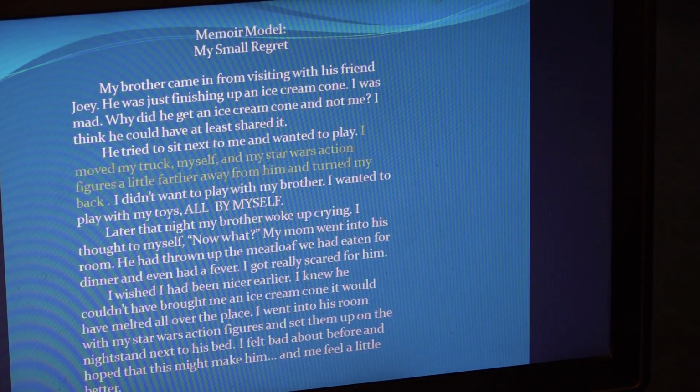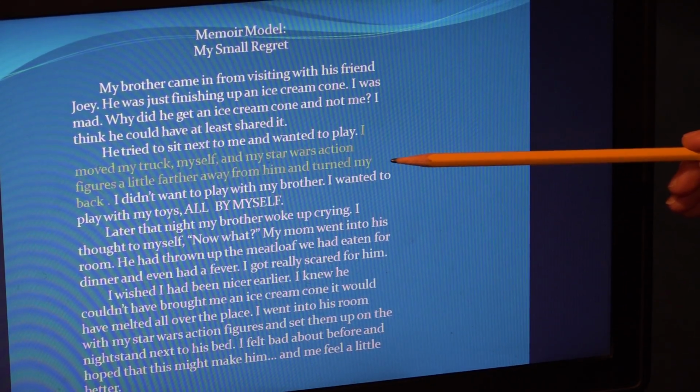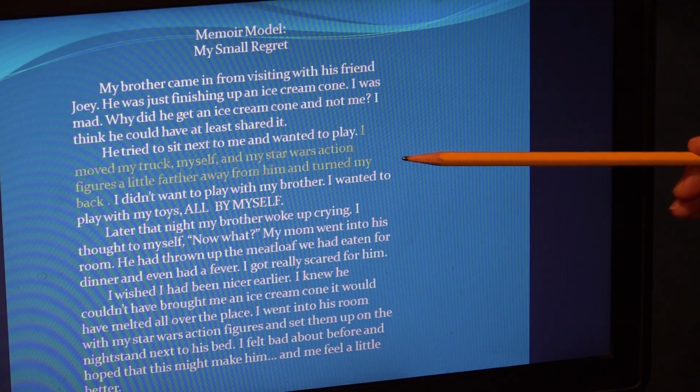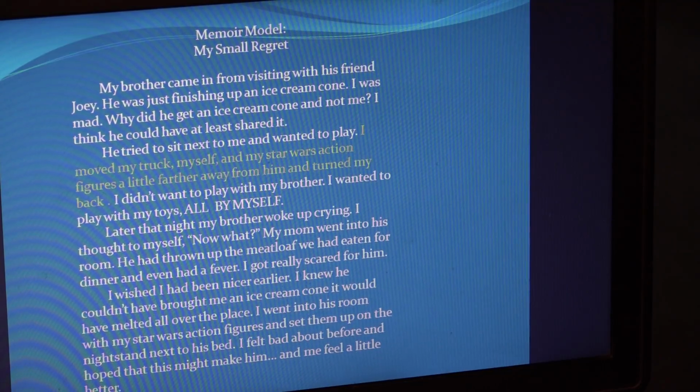So as you can see, I moved my truck, myself, and my Star Wars action figures a little farther away from him and turned my back. I highlighted that in a different colored font so that students would be able to see where I pulled my mentor sentence from. My small regret. My brother came in from visiting with his friend Joey. He was just finishing up an ice cream cone. I was mad. Why did he get an ice cream cone and not me?